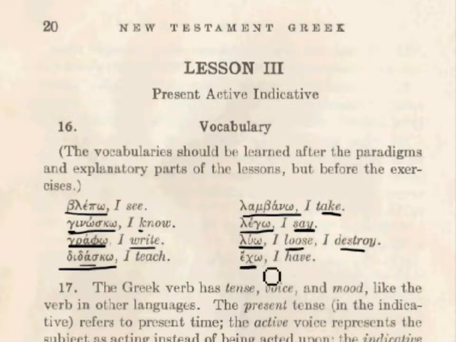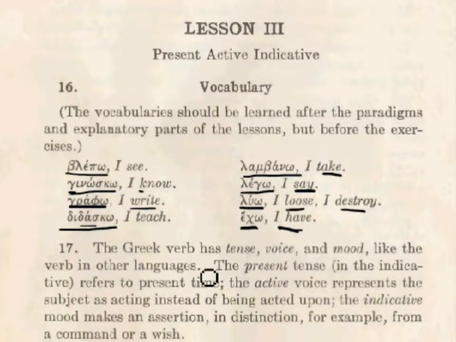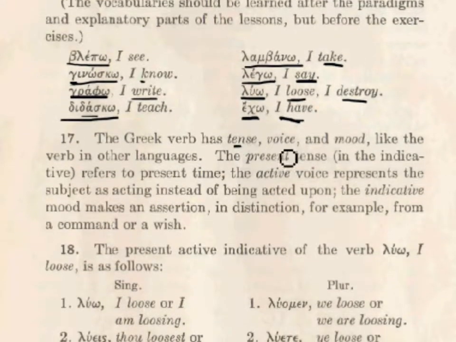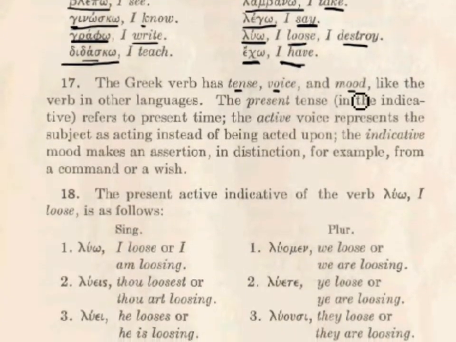And finally we have the word echo. The chi there should be pronounced with a guttural sound, if you want to be a little bit more precise, but I'm afraid I'm too much a victim of my own English language, so I'm going to simply use the convention echo. Echo, I have. Notice Machen points out here in paragraph 17 that the Greek verb has tense, voice, and mood.